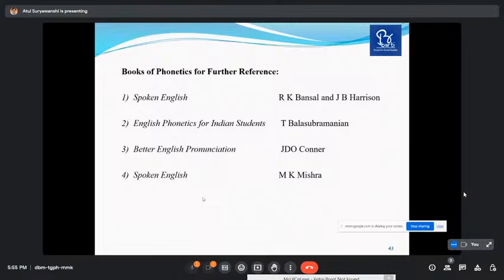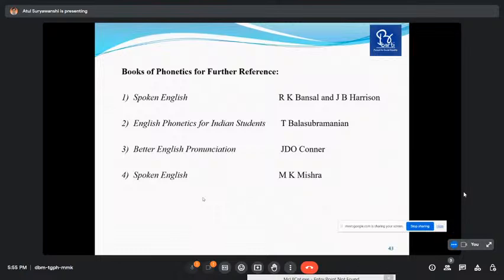So this is the awakening. We cannot mix and mingle them. That is what Spoken English by R.K. Bansal and J.B. Harrison says. The second important book is written by T. Balasubramanian, entitled English Phonetics for Indian Students.